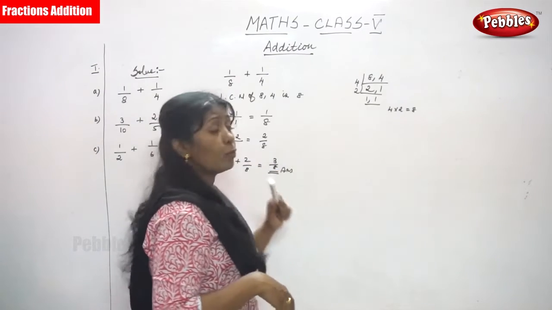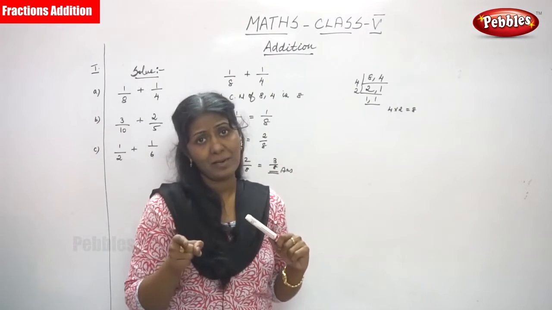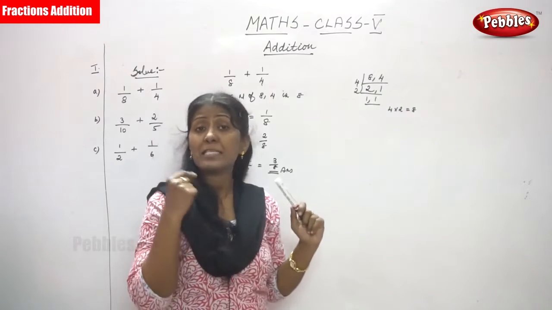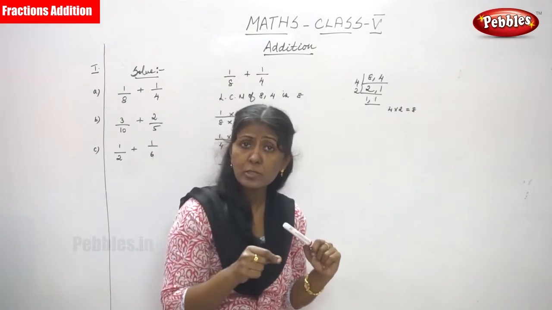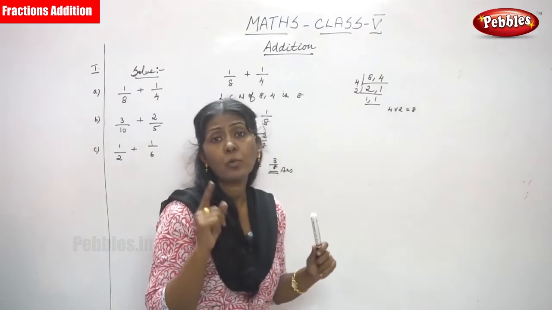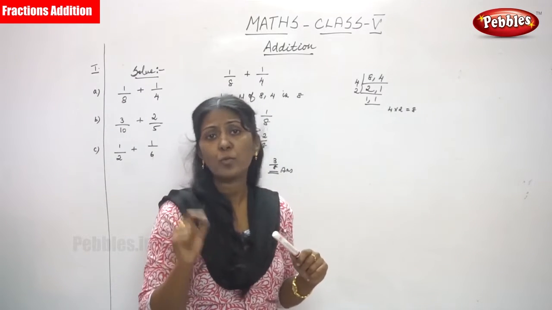So if I multiply 8 by 1, you get 8. So I have to multiply by 1. If the denominator is multiplied by 1, the numerator is also multiplied by the same number, that is 1. So 1 into 1 and 8 into 1, you get 1 by 8.